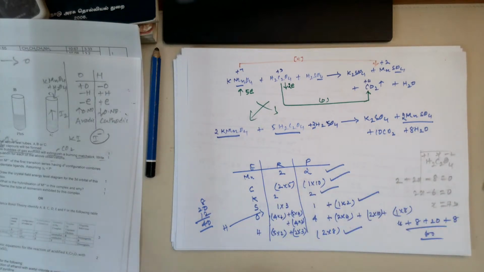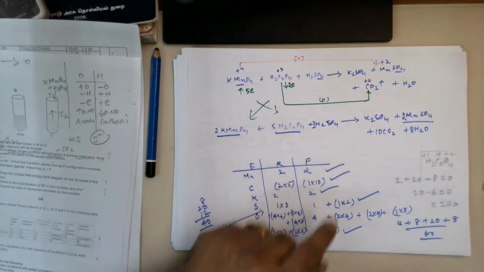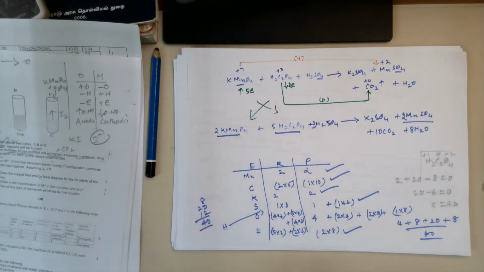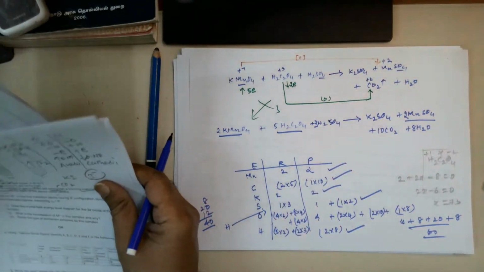Now you imagine, can you do any guesswork for balancing this? It is very difficult. And that is why you have to adopt the oxidation number method. First oxidation number method followed by ERP. Is it clear? So I have taught you 2 methods here. Now we have established the equation. Let us look at the answer also.